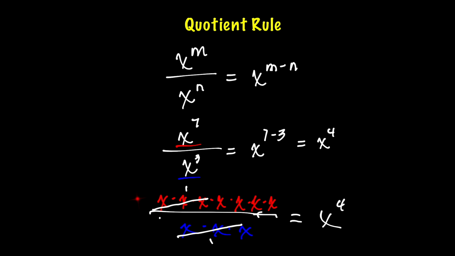But again, doing all this business, that's a lot of work. So that's why we have these shortcut rules that say, hey, I can subtract the exponent on top minus the exponent on the bottom and get this answer a lot quicker. So there is our quotient rule.